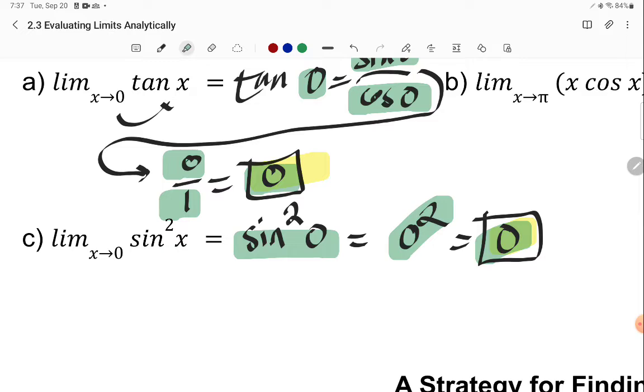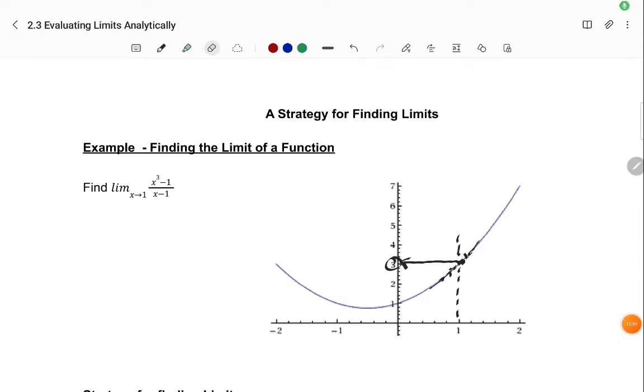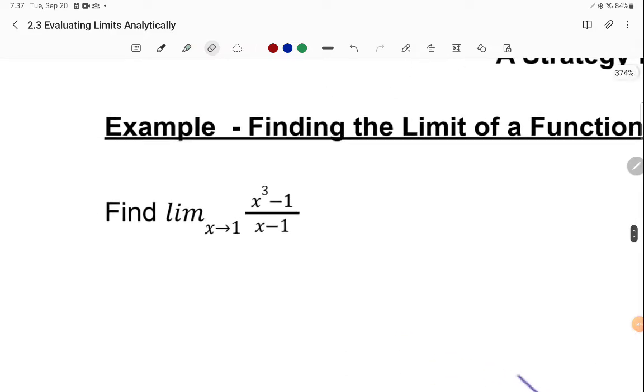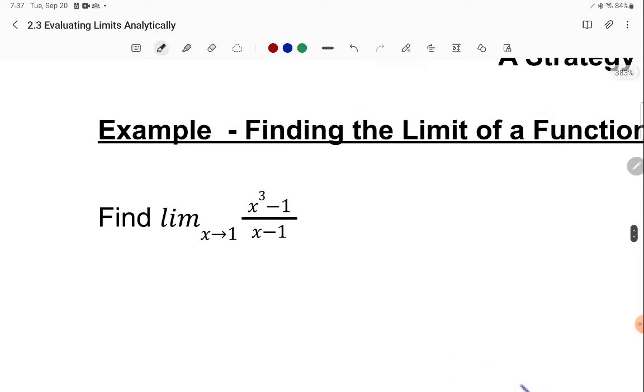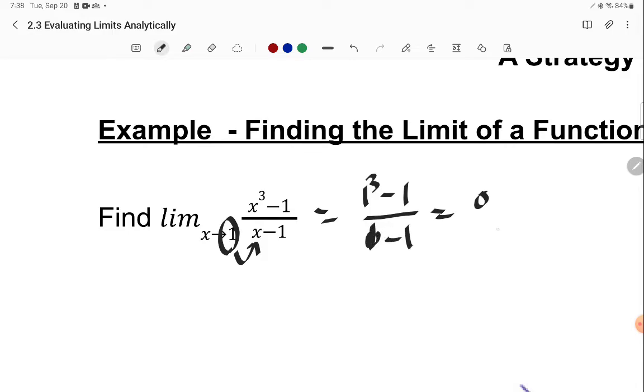Now let's look at a strategy for finding limits. Because sometimes, like on this one right here, let's look at the function. The direct substitution doesn't work. So if we plug in the 1 there, you notice you'd have 1 to the third minus 1, which is 0, and that's fine. But over here, 1 minus 1 is also equal to 0. So you can't do that, right? There's no solution there. You can't divide by 0. And so we have to look at other ways to solve it.